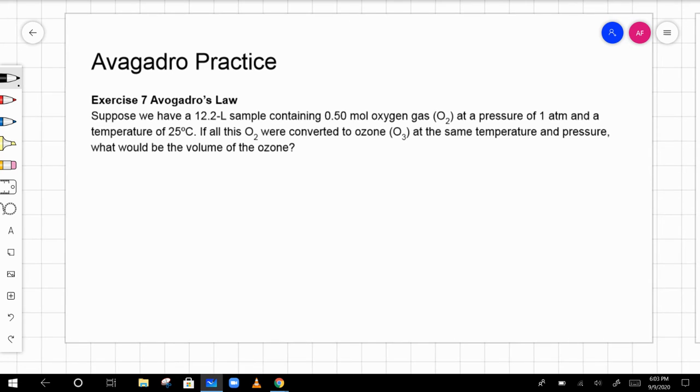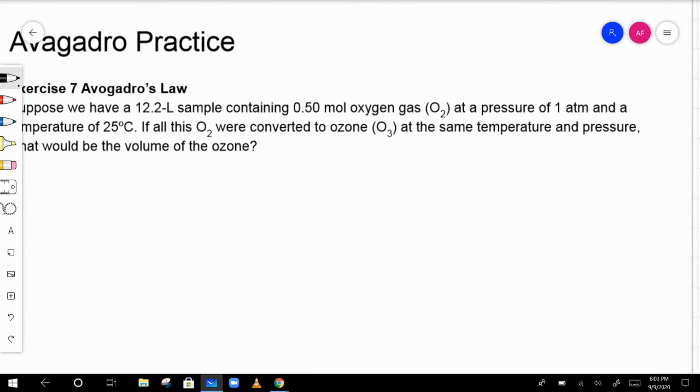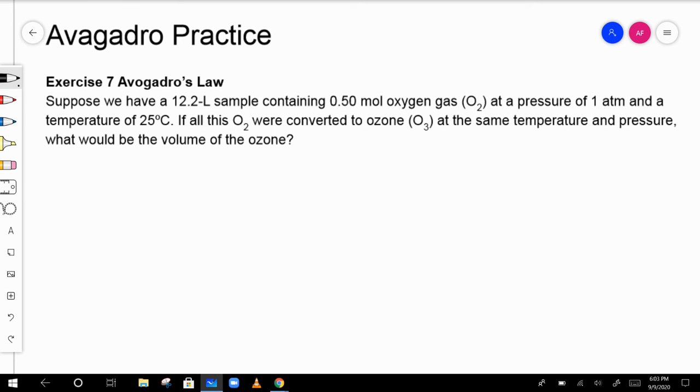Okay, so Avogadro, call it a combined gas law. Sometimes they call it Avogadro's law. I don't like to call it Avogadro's law. I just call it the combined gas law. Okay, so let's see. Suppose we have a 12.2 liter sample. So volume 1 is 12.2 liters. It contains this many moles of oxygen gas at a pressure of 1 atm and a temperature of 25 degrees Celsius.